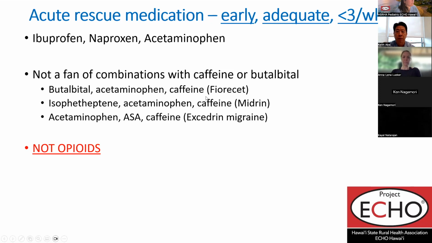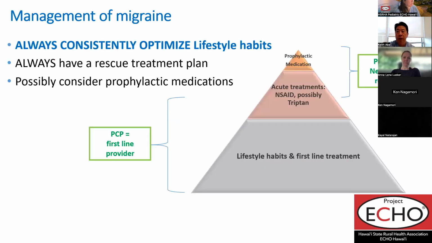For me, I'm not a fan of the combination types that have caffeine or other sleep aids, and definitely no narcotics, which have been shown to actually worsen migraine. And so again, emphasizing lifestyle habits and providing an acute treatment plan is an important first step, and that will actually manage a large portion of patients who are complaining of headache. For those that are not getting adequately treated with these interventions, sometimes the preventative medications do have to be used, or other triptan combinations. But again, it's really important to address these before seeking out those.